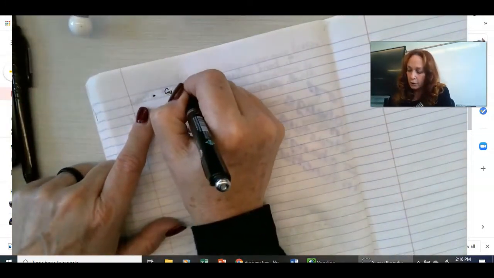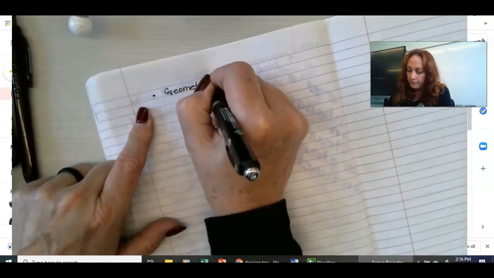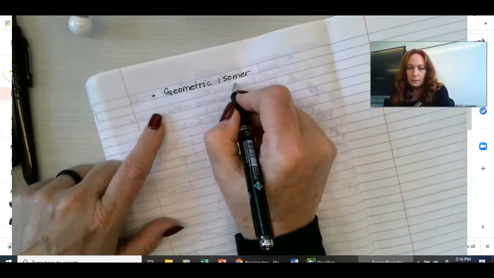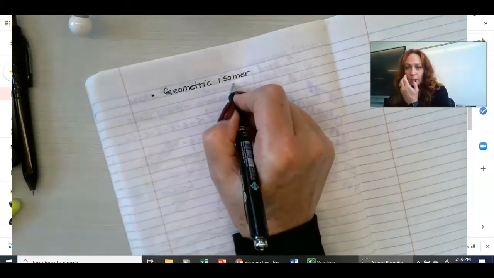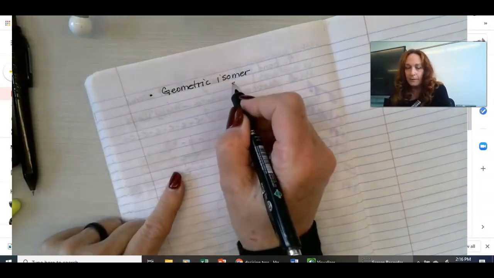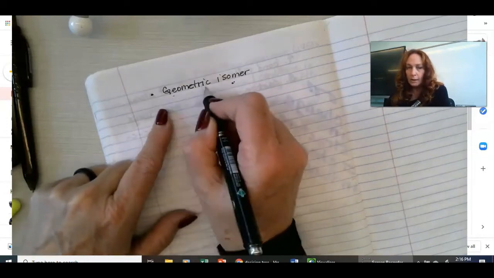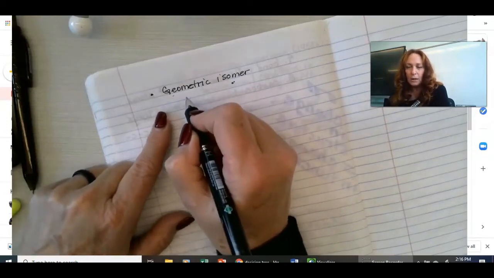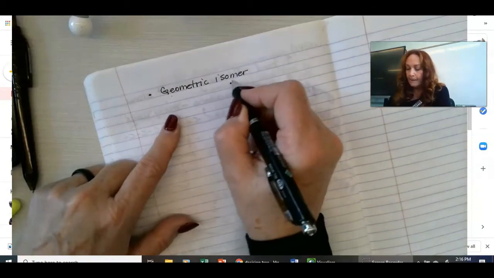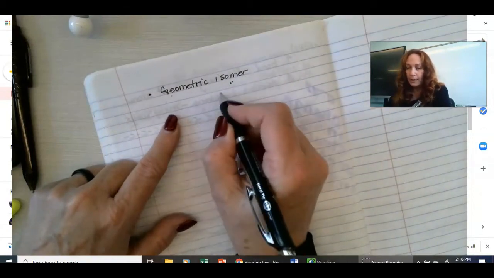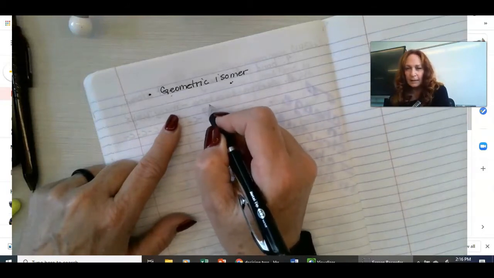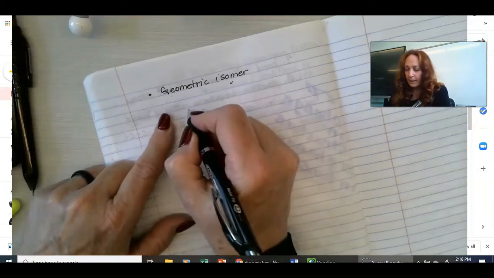Alright, so geometric isomer. Isomer means same parts put together differently. This time we're not talking about the backbone, we're talking about the location of these in space. So this is going to be where you have the ability to have a reference on each side. So this is what I'm saying.